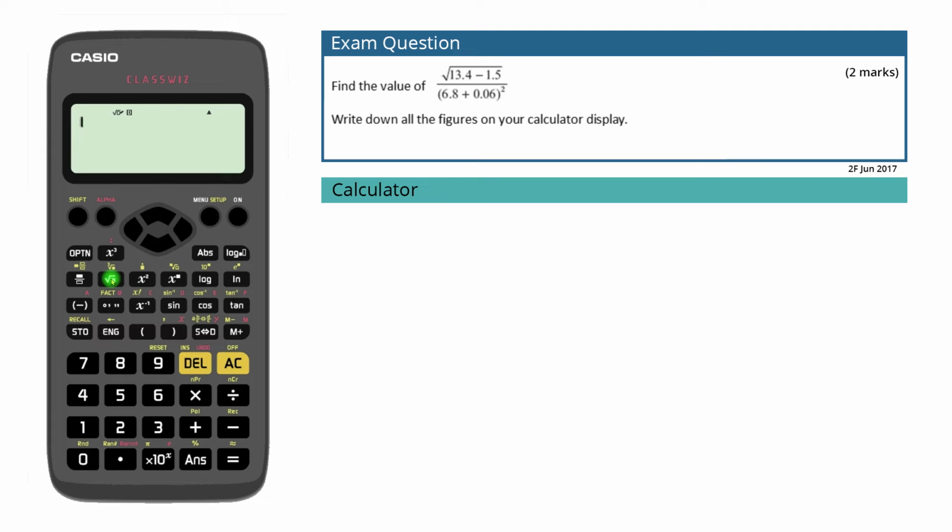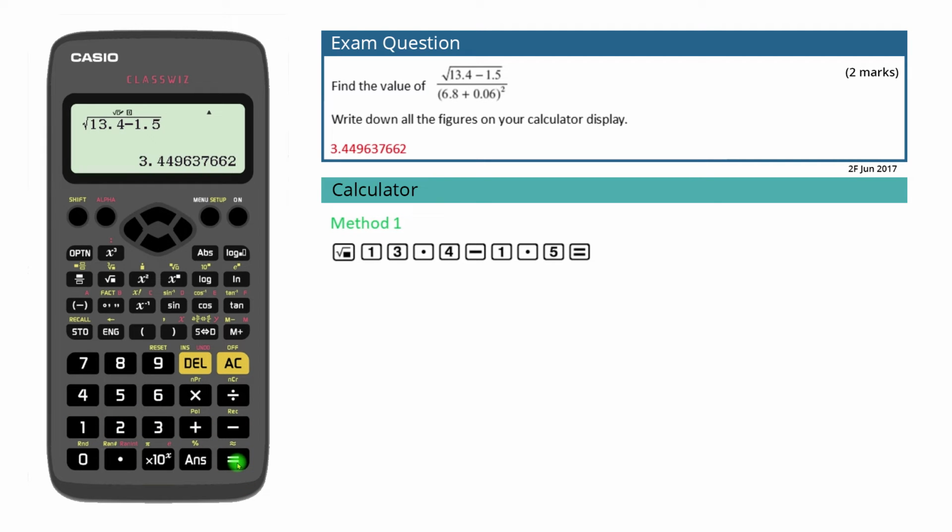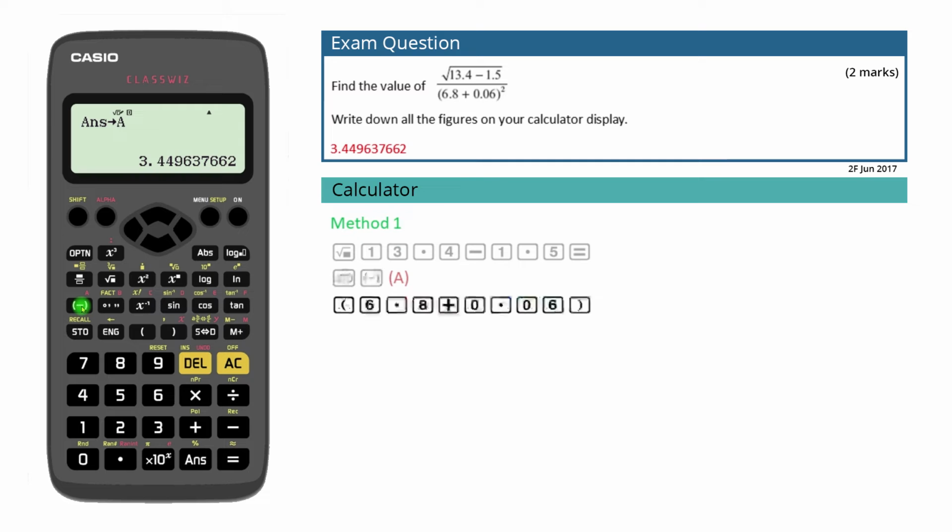Method 1 is to calculate the numerator and denominator separately. First, the numerator. Press the square root button and enter 13.4 minus 1.5 and press equals. Write down the answer with all your digits on your question paper next to the numerator. You will need this value later and you can store it by pressing the Store button and the letter A. This stores it in the calculator's memory slot A. You do not need to press the alpha key.